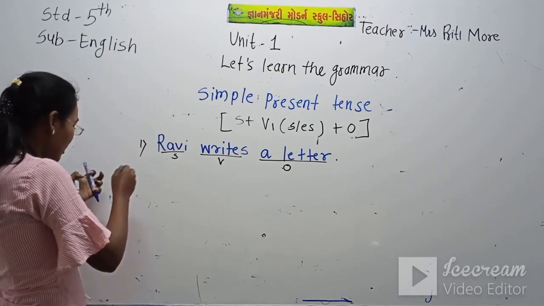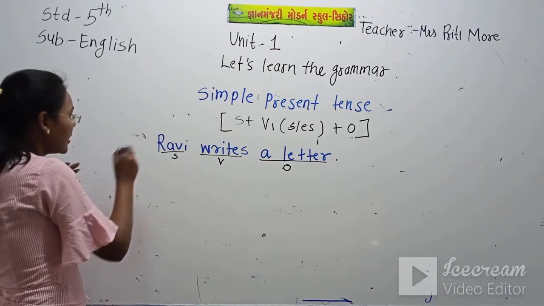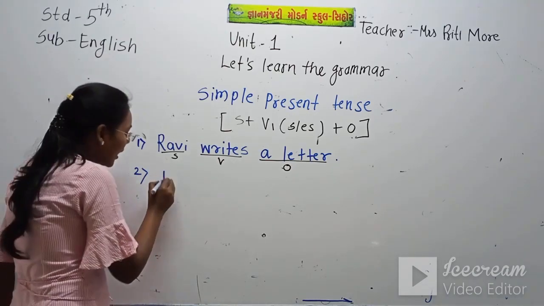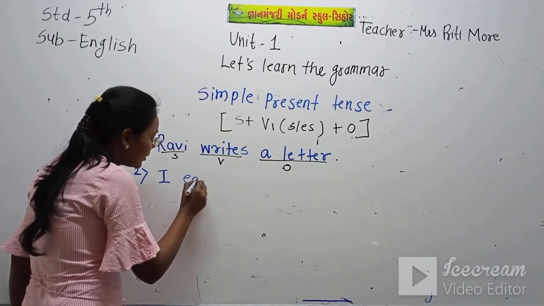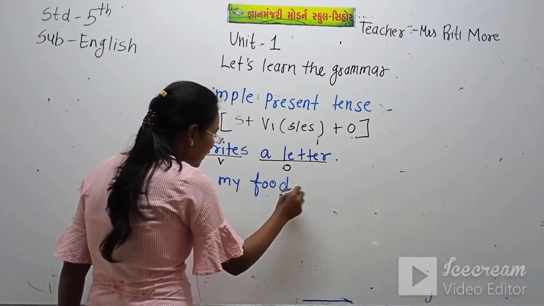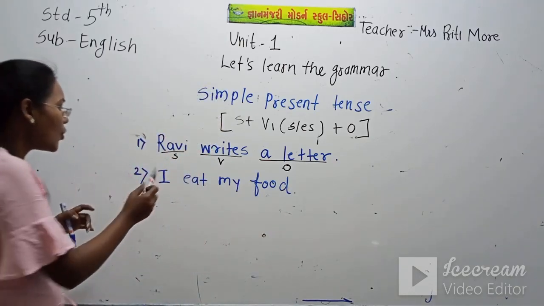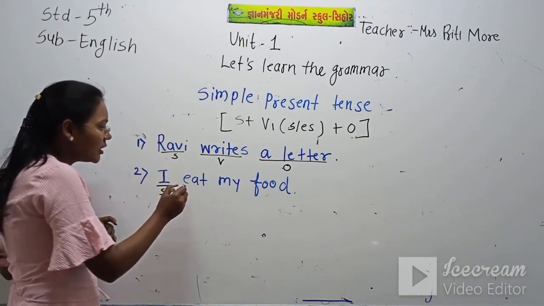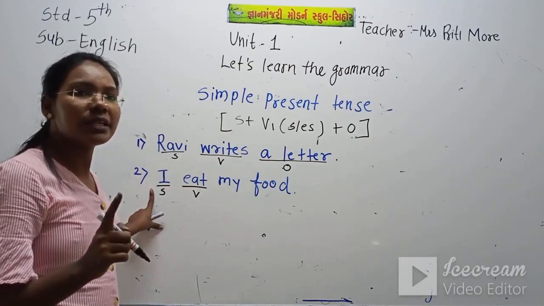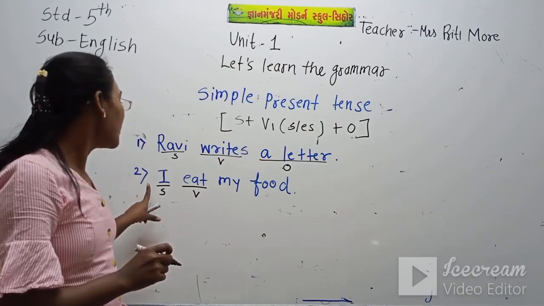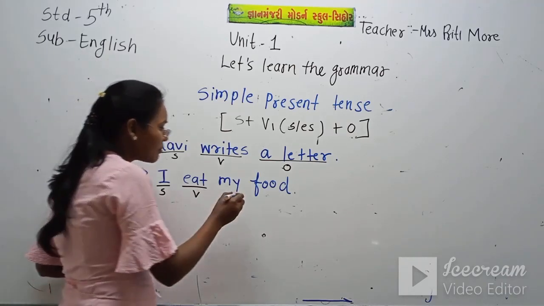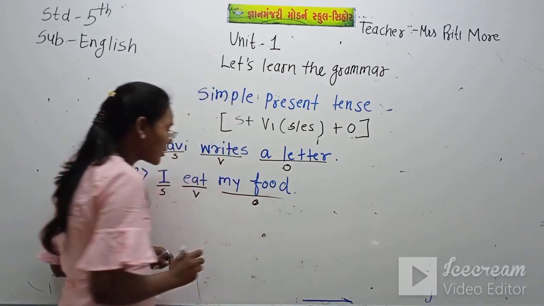Now the second sentence I write here again. I eat my food. So I is the subject. Eat is the verb. I know I is singular, but this is the exception where we cannot add s or es. So I eat my food, and my food is the object.